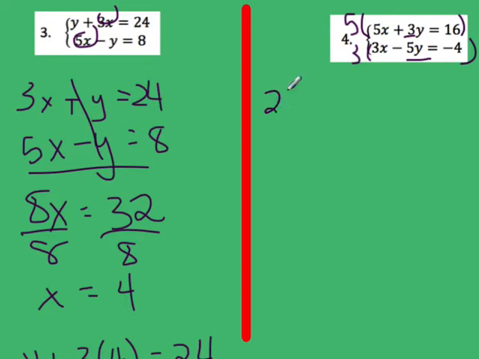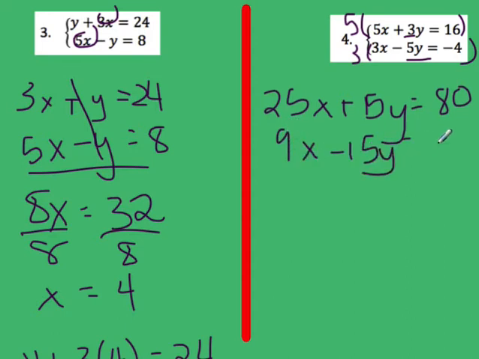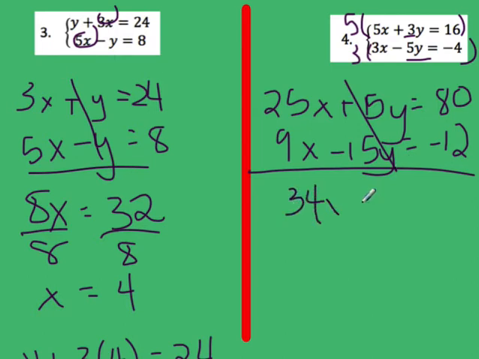So when I multiply the top part by 5, remember that I am multiplying everything across the top by 5, including that 16. Same thing for the bottom. I'm multiplying everything by 3, including that negative 4. So now I'm ready to use elimination. My y's are going to cancel, and then 25 plus 9x is going to give me 34x. 80 minus 12 is going to give me 68.